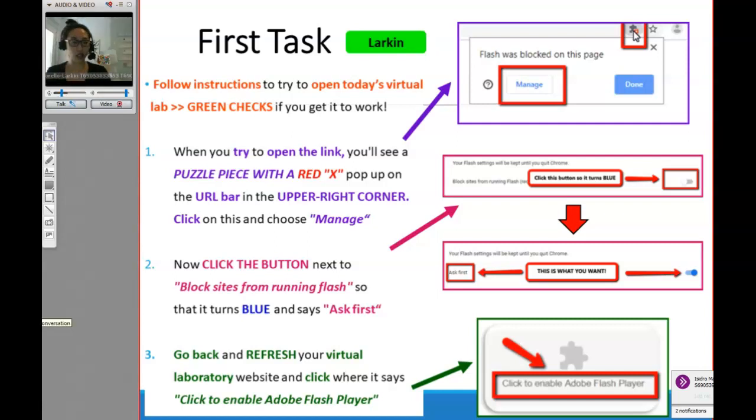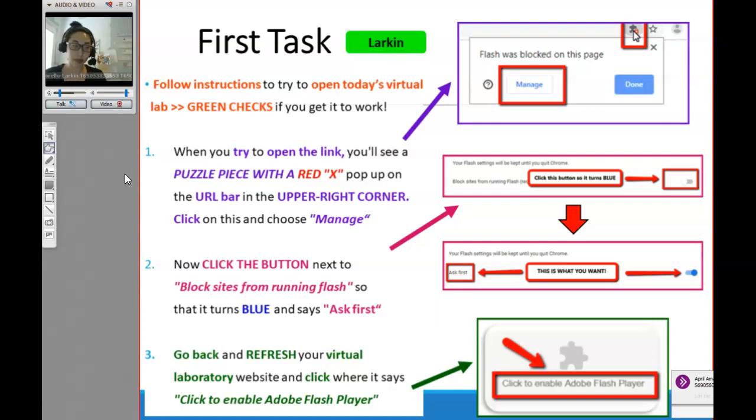So you need to unblock Adobe. Instructions are on the board. All right, everybody, I need you to start giving me green checks once you're able to open up your virtual lab. It will most likely be blocked, so I do have instructions up here on how to unblock it. We're going to try to unblock it now. I'm going to give you another chance later. And if that still doesn't work, you can stay after class and we can work on unblocking it for you.